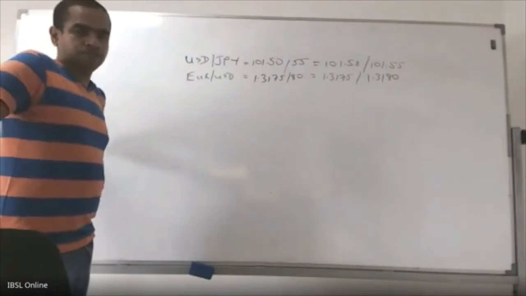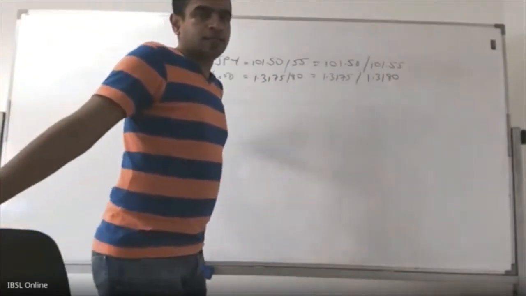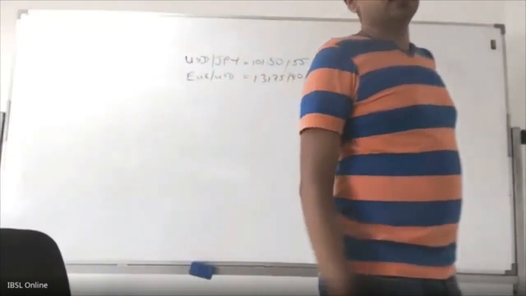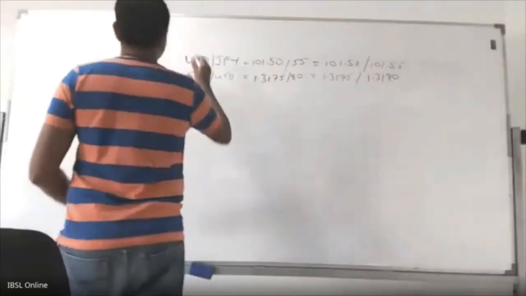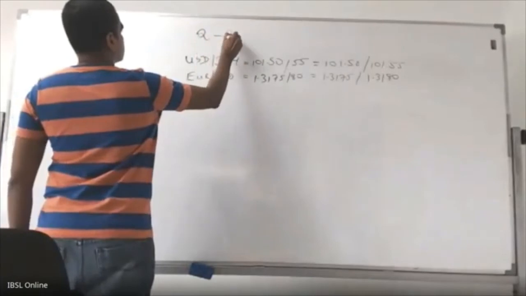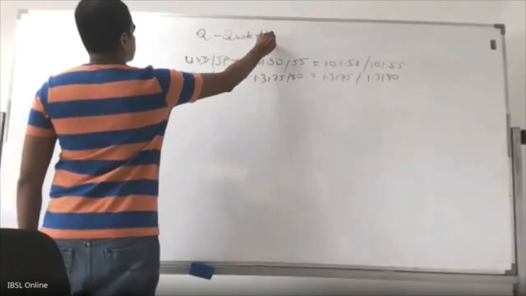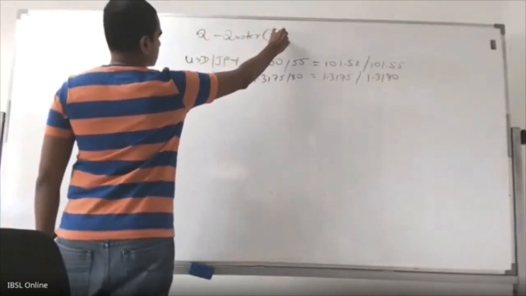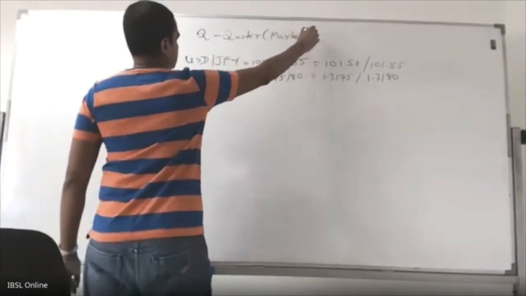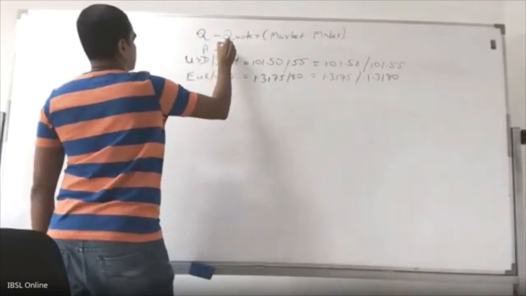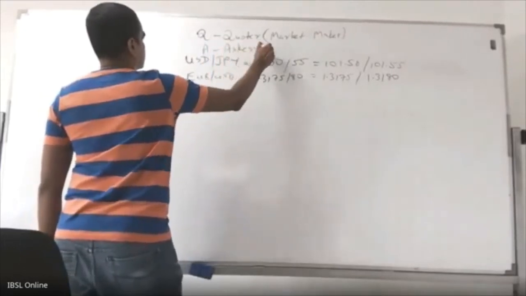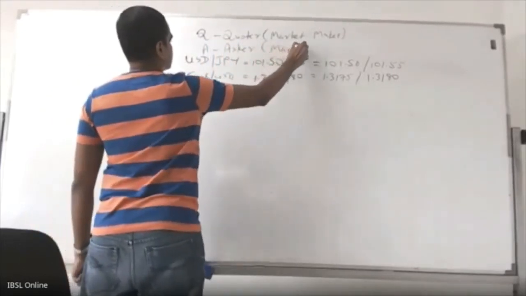First question, what rate. Q is the quote, A is the asker. Right? Quote is the market maker. A, asker, or the market taker.